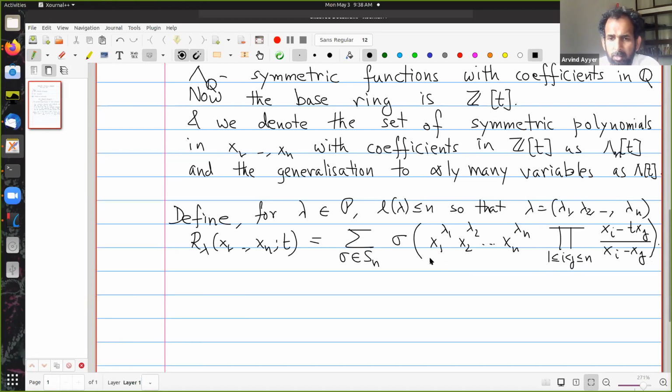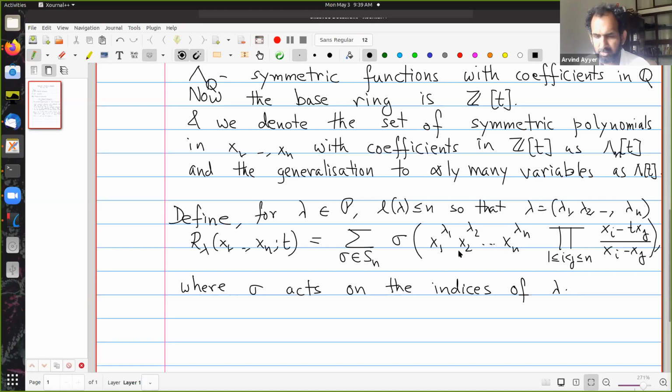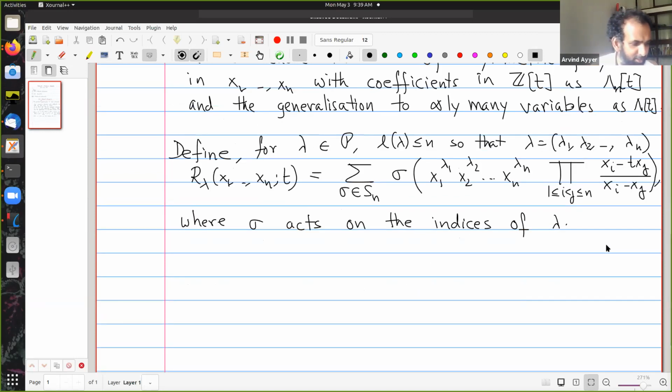Where sigma, it doesn't really matter, but just to be precise, we say sigma acts on the indices of lambda. You could as well make it act on the indices of the x, but you'll get the same answer. So there's no sign in that? No sign in that. The sign will come from the numerator, is it? No, the sign will come from the denominator. I'll explain. This is a good question.